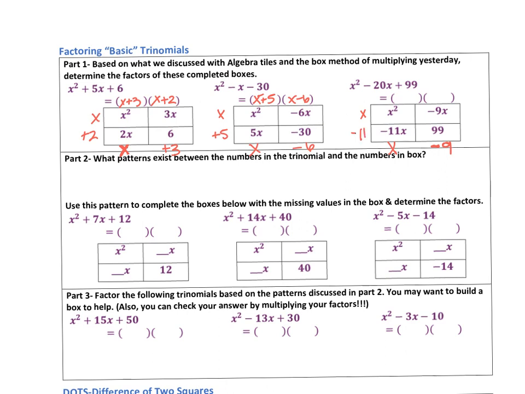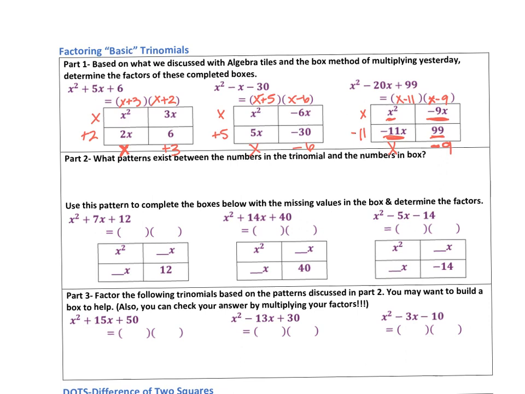So I've got to match up to make sure that these multiply right. So like x times x gives me x squared. X times negative 11 gives me negative 11x. Negative 9 times x gives me negative 9x, and negative 11 times negative 9 gives me a positive 99. So x minus 11 and x minus 9 are my two factors.